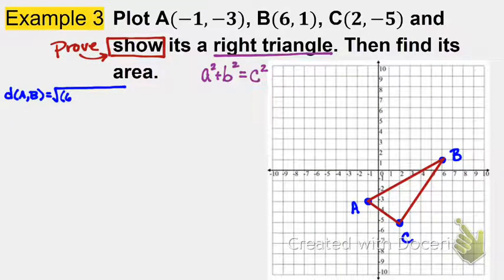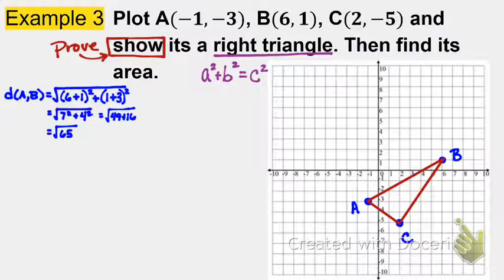So I have 6 minus -1, so it becomes 6 plus 1, squared, plus 1 minus -3, so that becomes 1 plus 3, and we square it. Well, 6 plus 1 is 7, so I have 7 squared plus 4 squared. That's going to be 49 plus 16. What is 49 plus 16? 65. So I have the square root of 65.